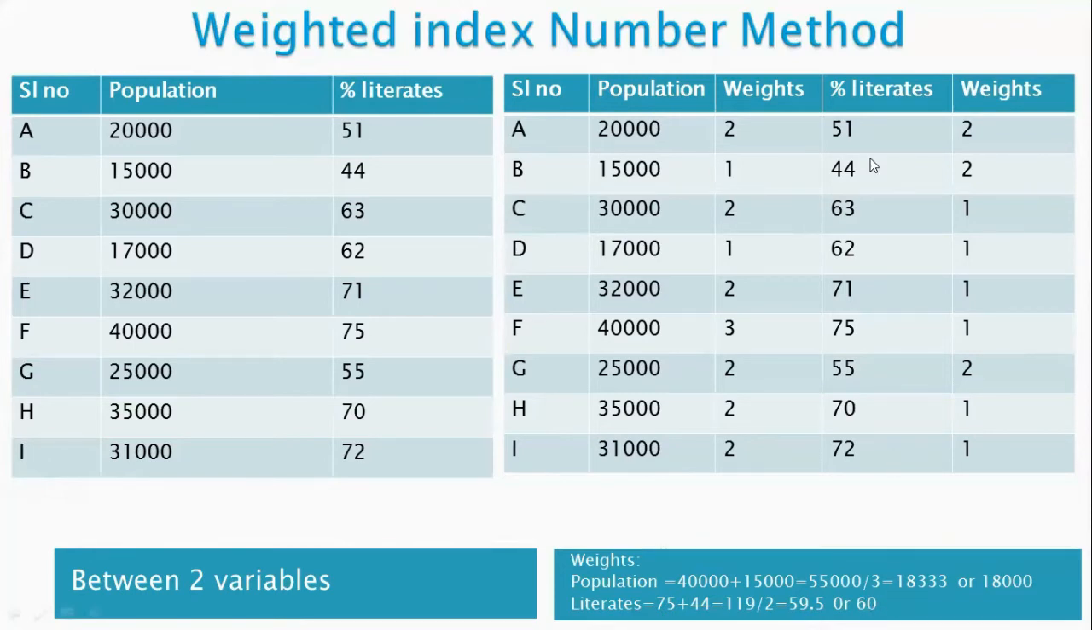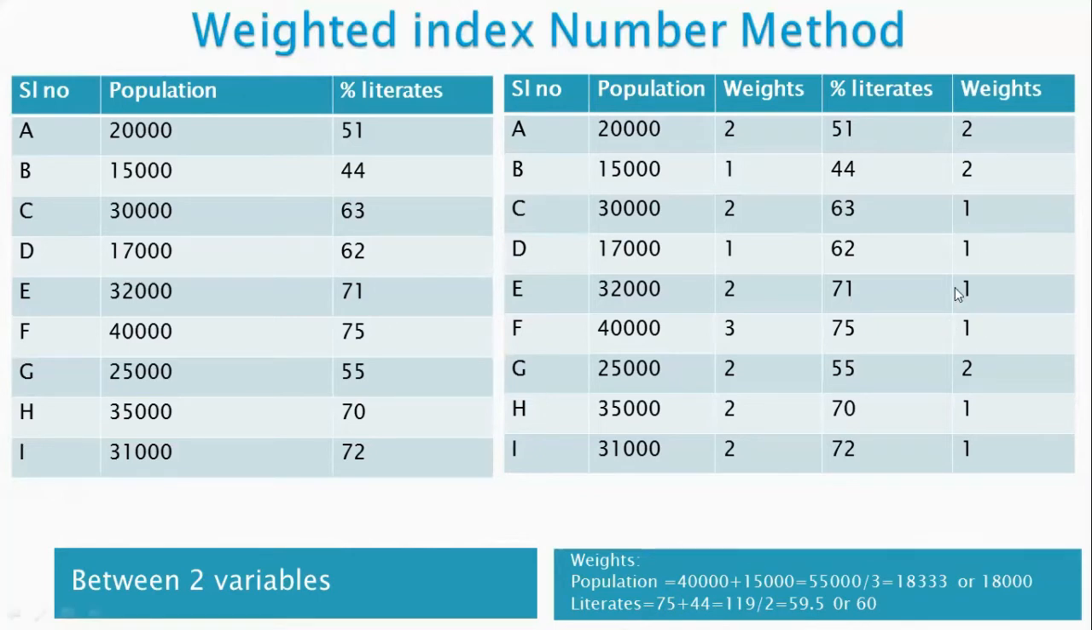That means less than 60, I should give some weight, and more than 60, I should give some weight. For literacy, less than 60 is not preferable, so I give it 2, and more than 60 is preferable, so I give the weight of 1. You can give it vice versa also, no problem. So less than 60 is 2, and more than 60 is 1.